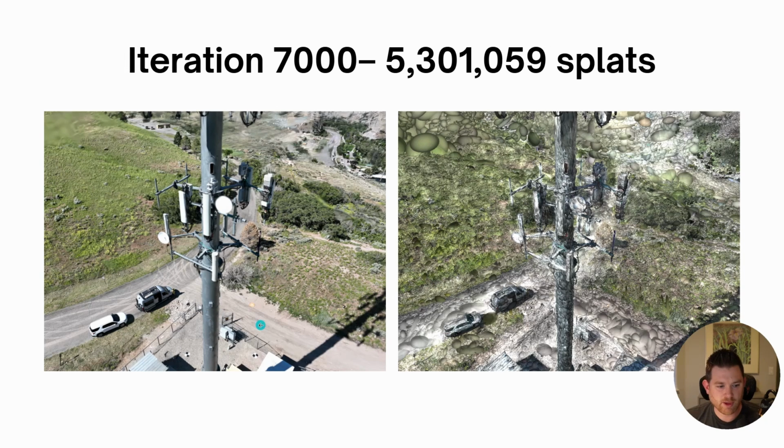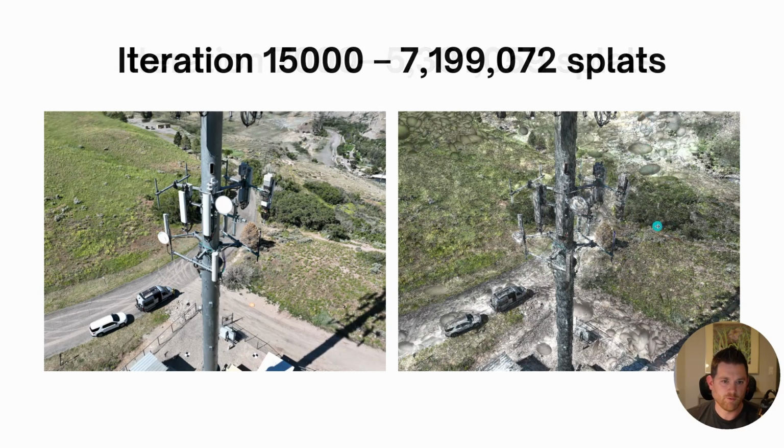Now we're at 7,000 iterations. Things are looking really good, 5.3 million splats. Moving along to 15,000 iterations. Now we're getting into where a lot of the software really starts to shine, and you're getting these fine details like these little cables and the grass and everything starting to really pop up and look really, really realistic. But in the background, all it is these ellipsoids.